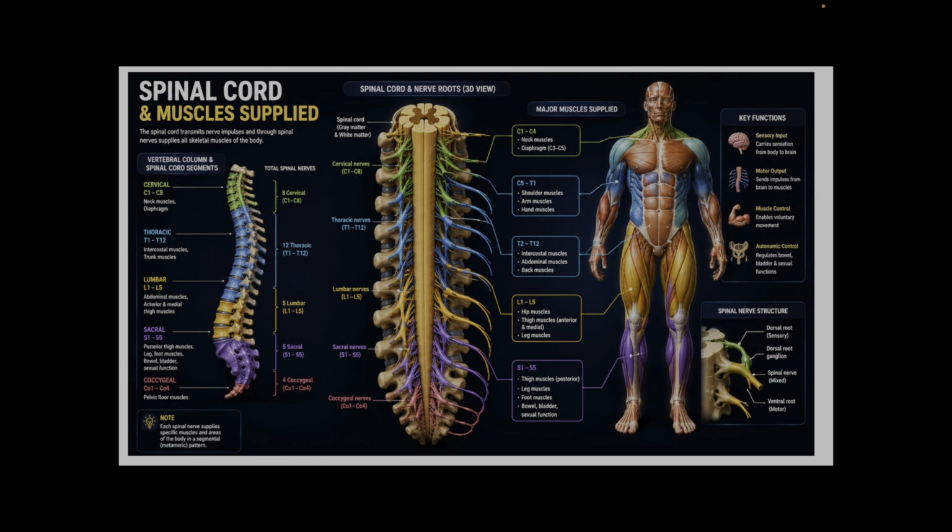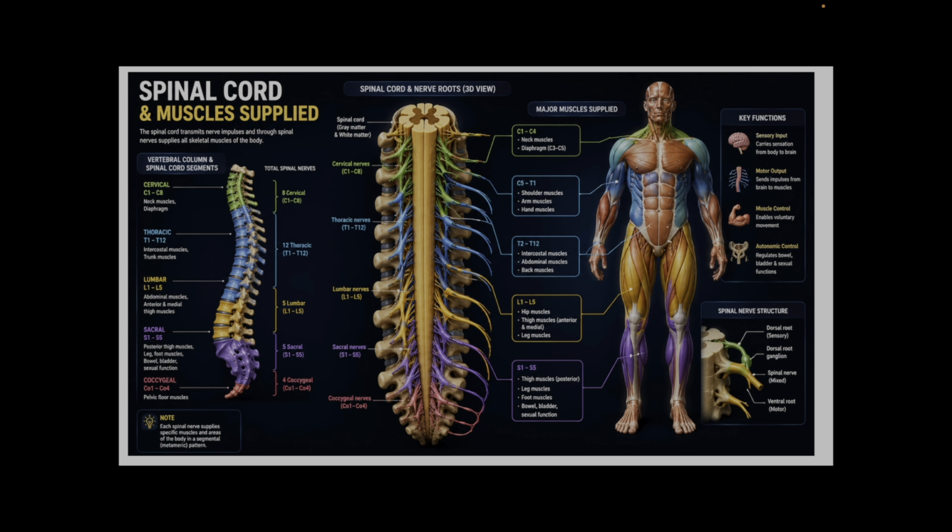The sacral segments S1 to S5 supply the posterior thigh muscles, muscles of the leg and foot, and also provide autonomic innervation to the bowel, bladder and sexual organs, making them vital for both locomotion and pelvic organ function.